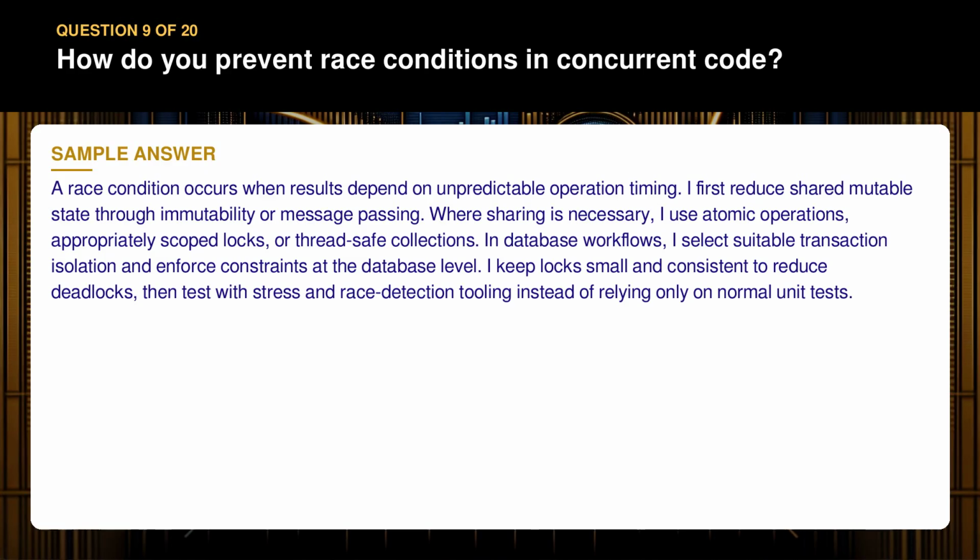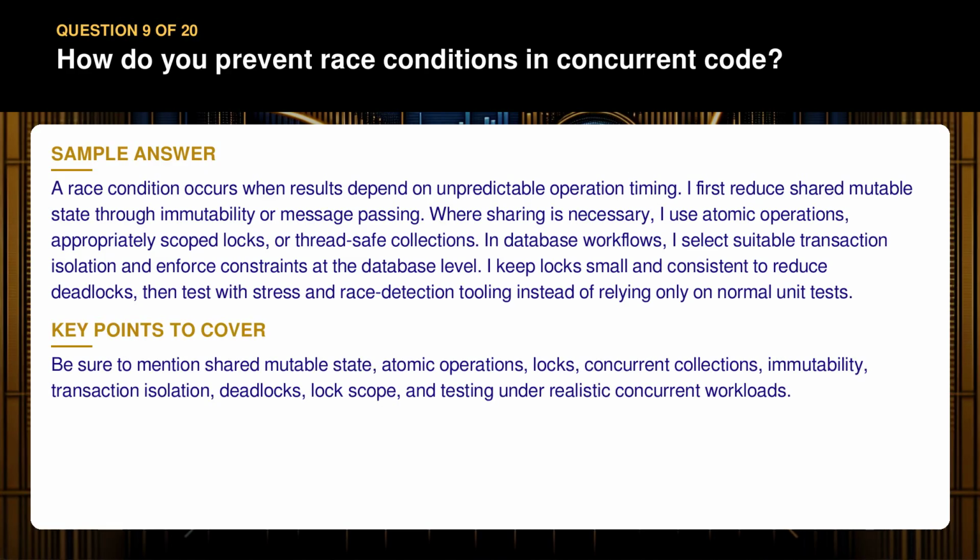A race condition occurs when results depend on unpredictable operation timing. I first reduce shared mutable state through immutability or message passing. Where sharing is necessary, I use atomic operations, appropriately scoped locks, or thread-safe collections. In database workflows, I select suitable transaction isolation and enforce constraints at the database level. I keep locks small and consistent to reduce deadlocks, then test with stress and race detection tooling instead of relying only on normal unit tests.